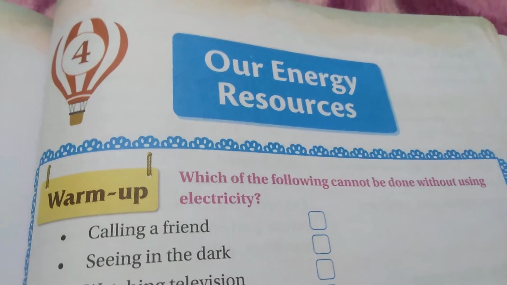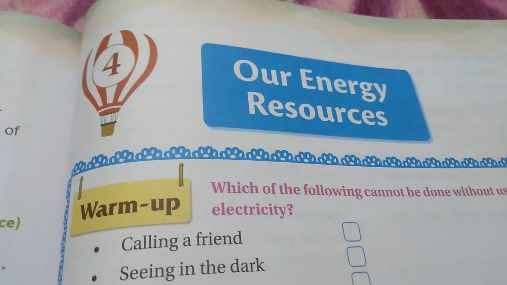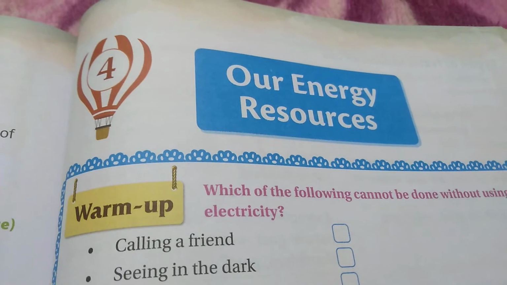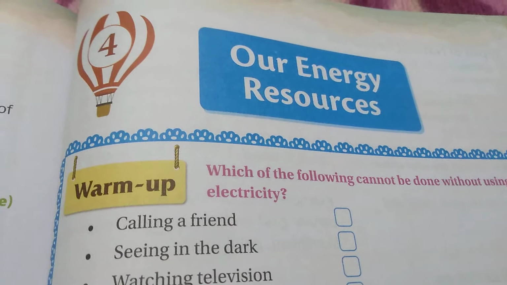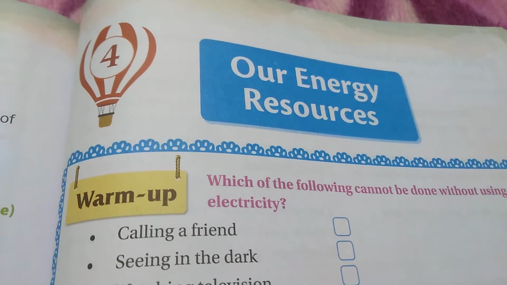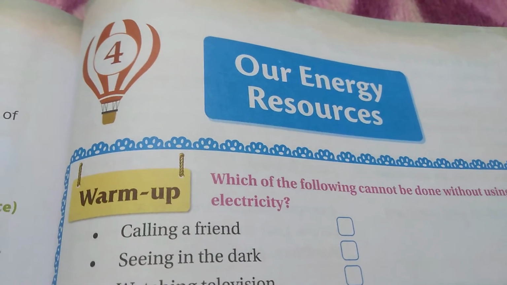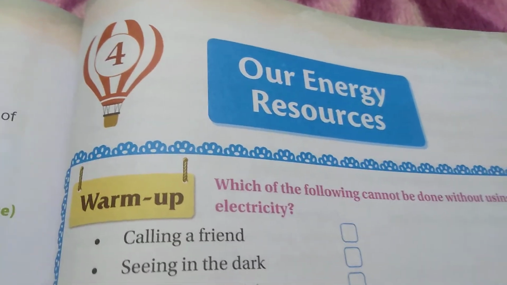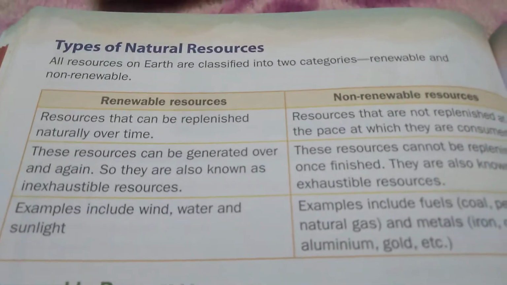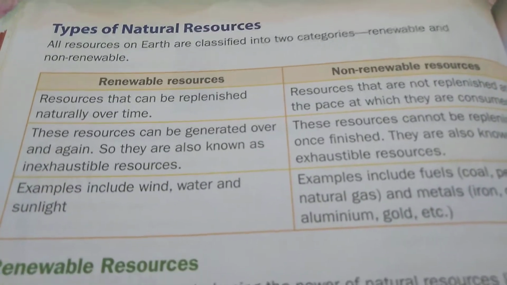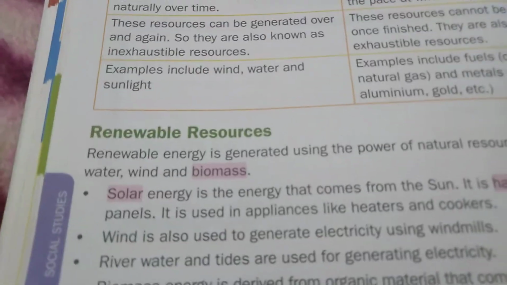Children, today I am going to continue your fourth lesson, our energy resources. So all of you open your textbooks, open lesson 4, page number 245, our energy resources. In our previous class, you have learned types of natural resources. They are renewable resources and non-renewable resources. See, renewable resources.